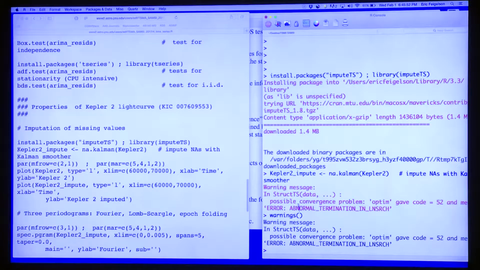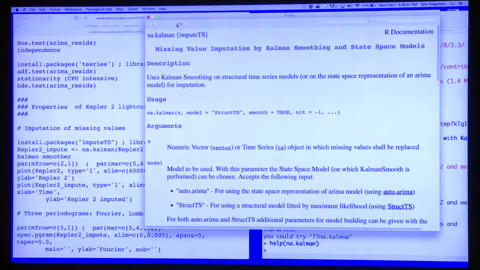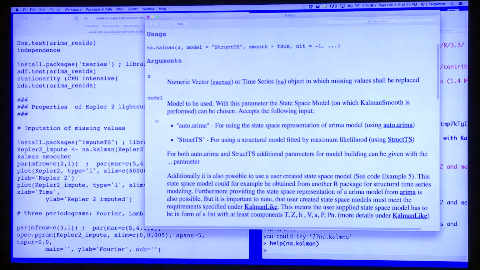Let's now look at this. Help na.common. What did I actually run? Oops, I ran some sort of a model. It's in a package called impute.timeseries. Impute time series. The title is Missing Value Imputation by Kalman Smoothing and State Space Models. Okay. And the model it chose, unless you tell it otherwise, is ARIMA, the same model I happened to use before.